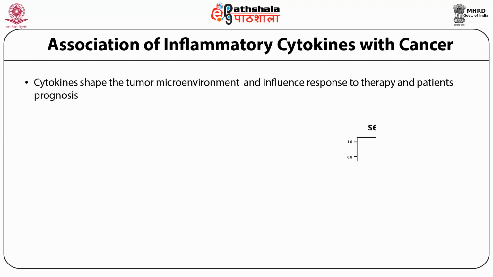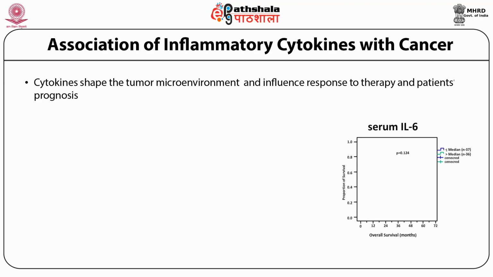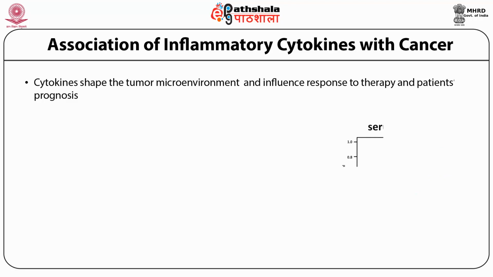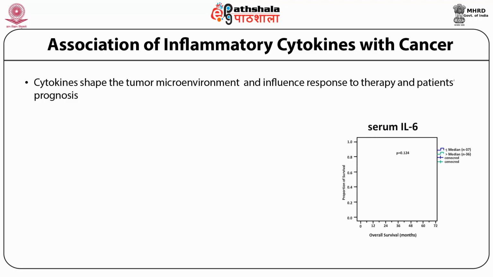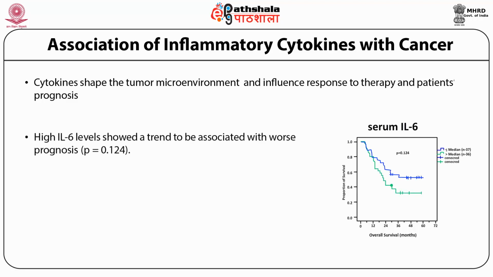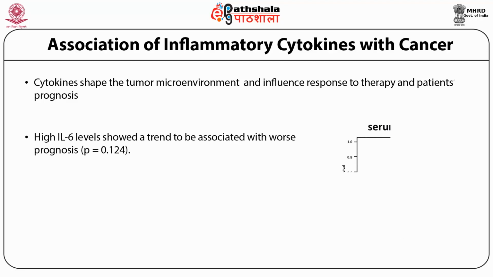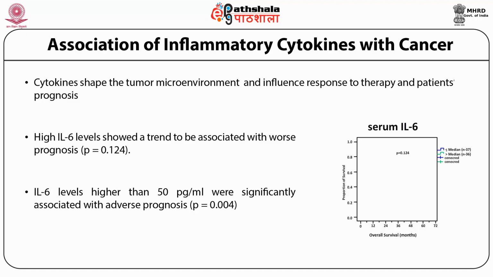Among these, inflammatory cytokines like IL-6 have strong value in IBD as well as esophageal cancer. IL-6 shapes the environment surrounding the tumor by directly intervening in cell growth and cell survival. High IL-6 levels showed a trend to be associated with worse prognosis. IL-6 levels higher than 50 picograms per ml were significantly associated with adverse prognosis.